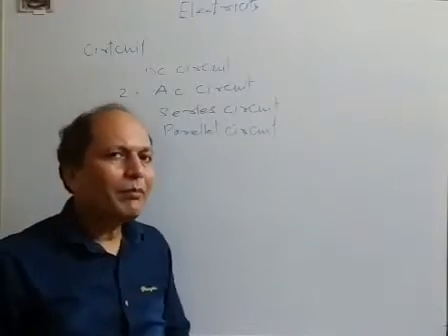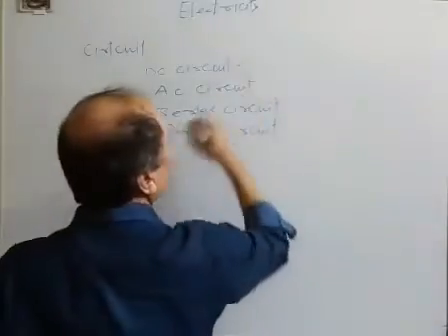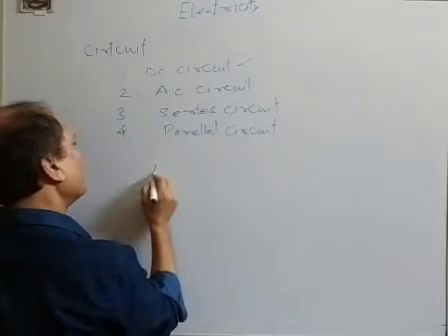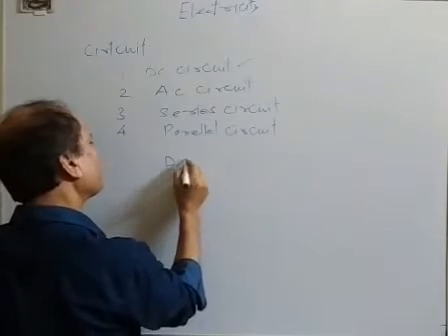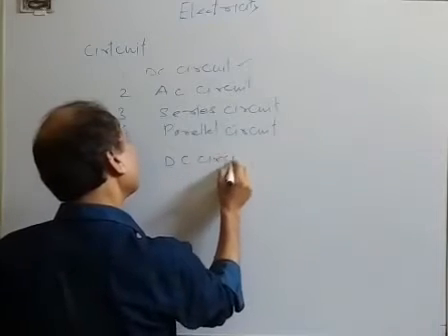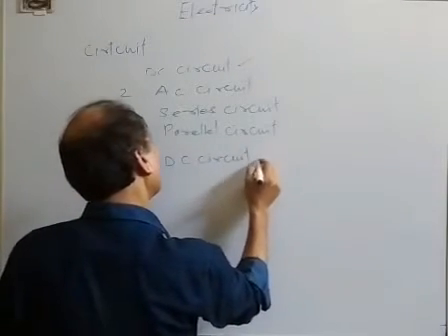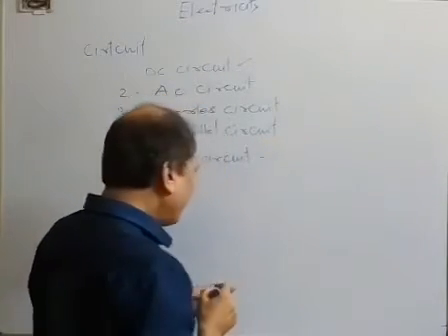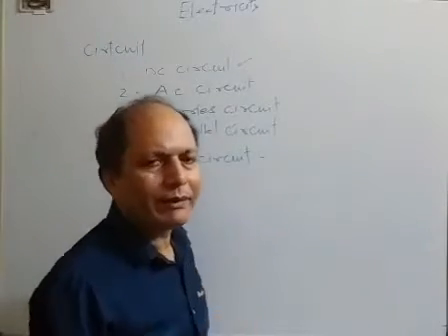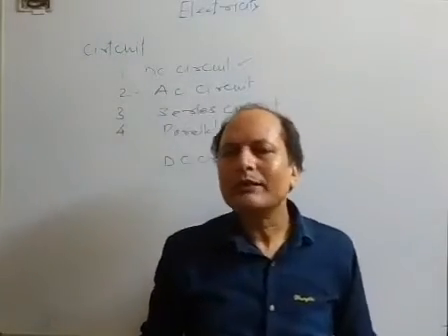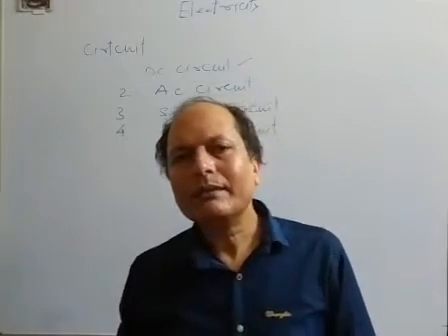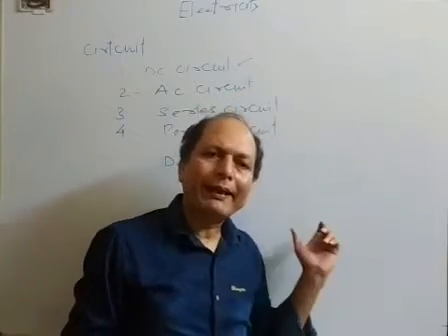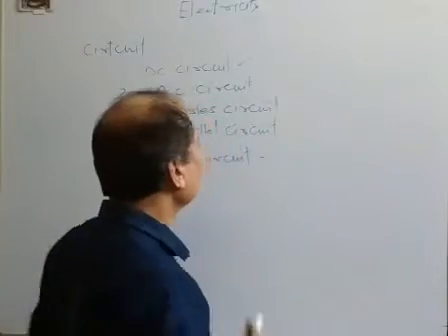So now be ready one by one. Previously I will explain about DC circuit. So see this DC circuit. DC circuit: a circuit in which the electric source is a battery or cell.